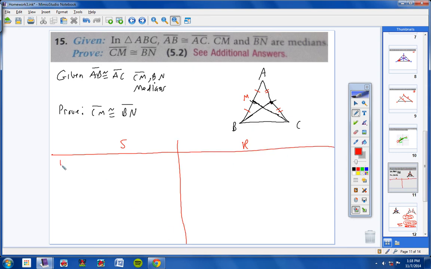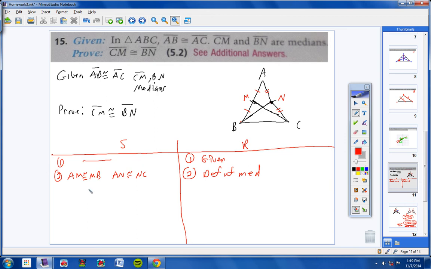I have my given, okay? All right, next, I know I'm going to have to state somewhere that AM is congruent to MB and AN is congruent to NC. Now, how can I do that? Definition of a median. Definition of a median, okay? We're told this is a median and this is a median in our given. So, definition of median, okay?